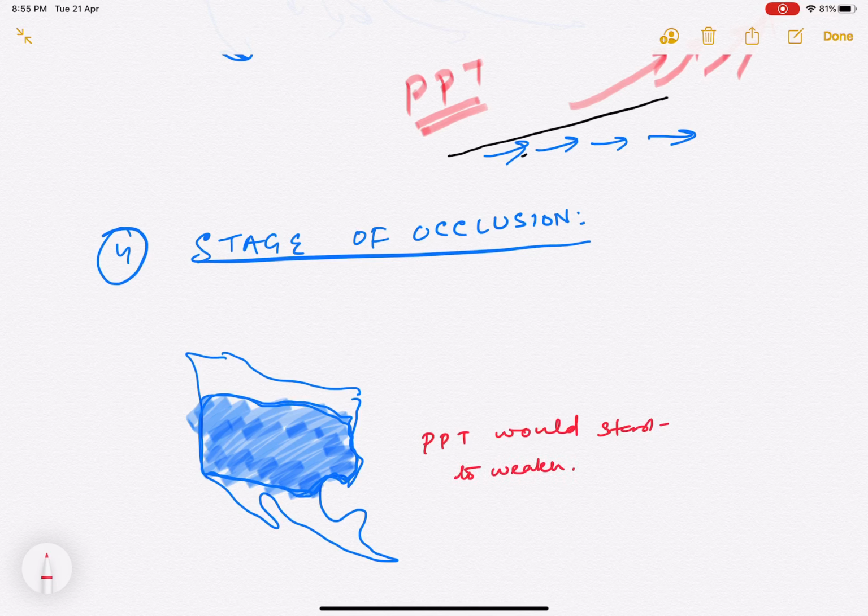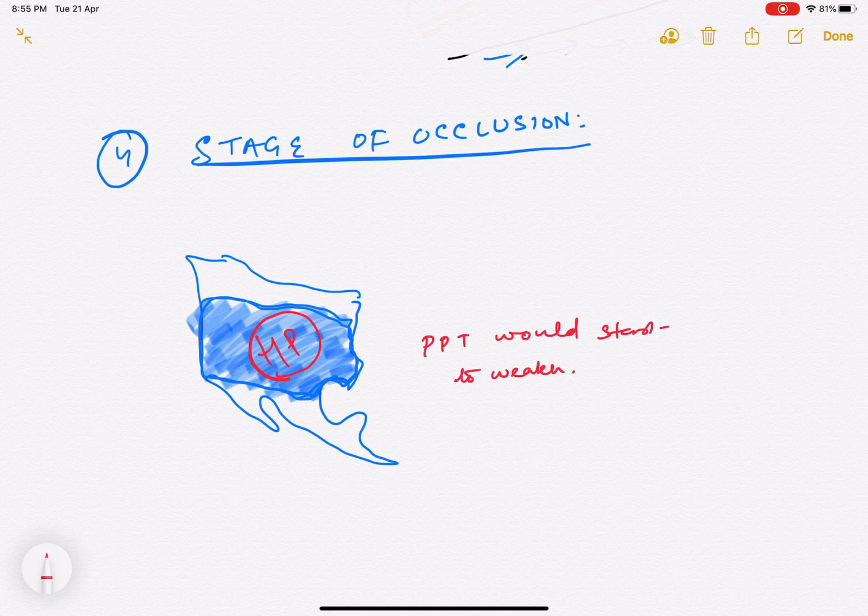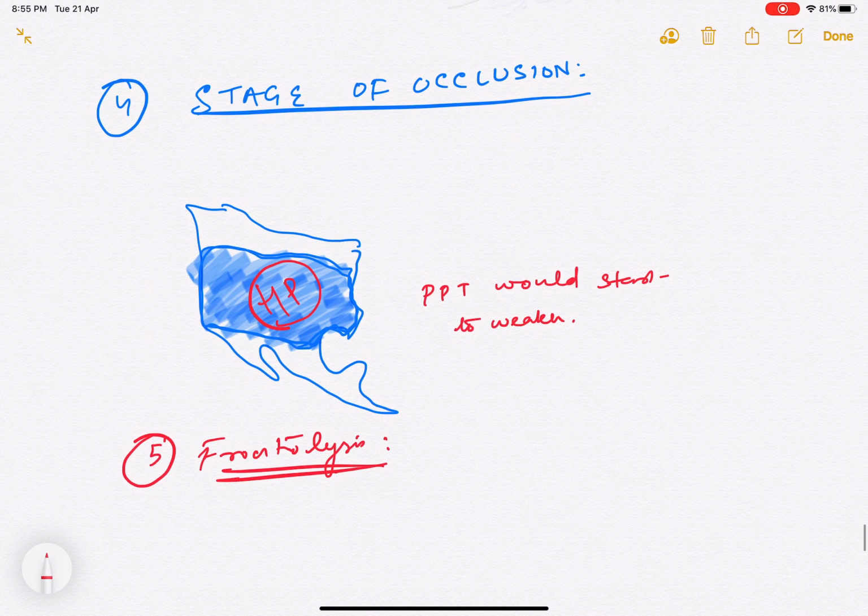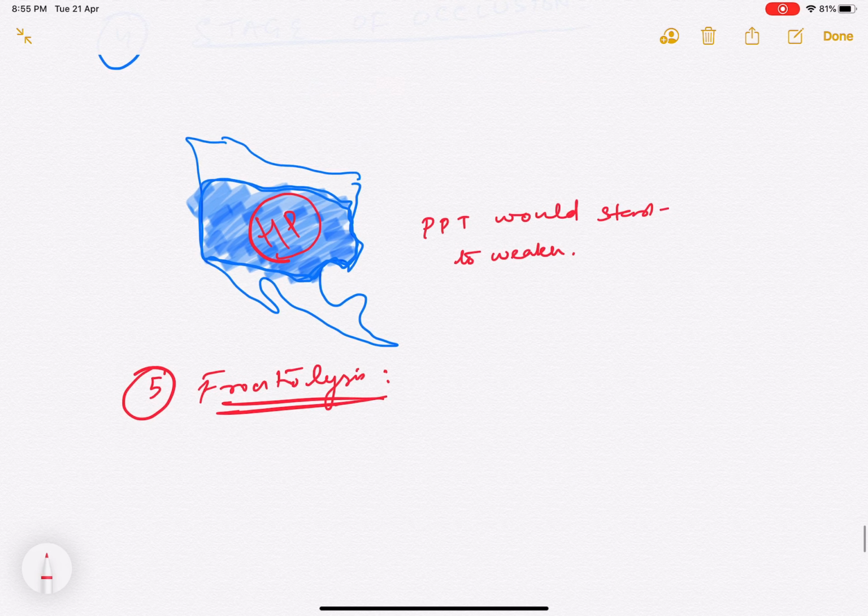Because, first of all, the entire warm air mass has been completely taken away by the cold air mass. Hence temperature contrast does not exist. Hence it's a pure area of high pressure. Hence precipitation would start to weaken. And the fifth is your stage of frontolysis. It means simply that the temperate cyclone would completely dissipate. Dissipate means it would completely end the temperate cyclone.